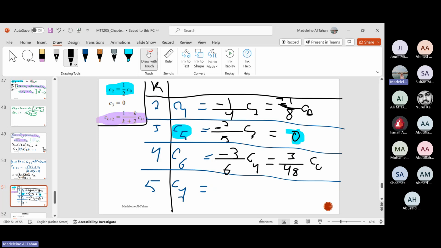And what will I put here? C0. Okay, miss? C7. 1 minus 5 minus 4 over 7. C5. And C5, miss, is equal to what? Equal to 0. Do we have any questions so far? No.